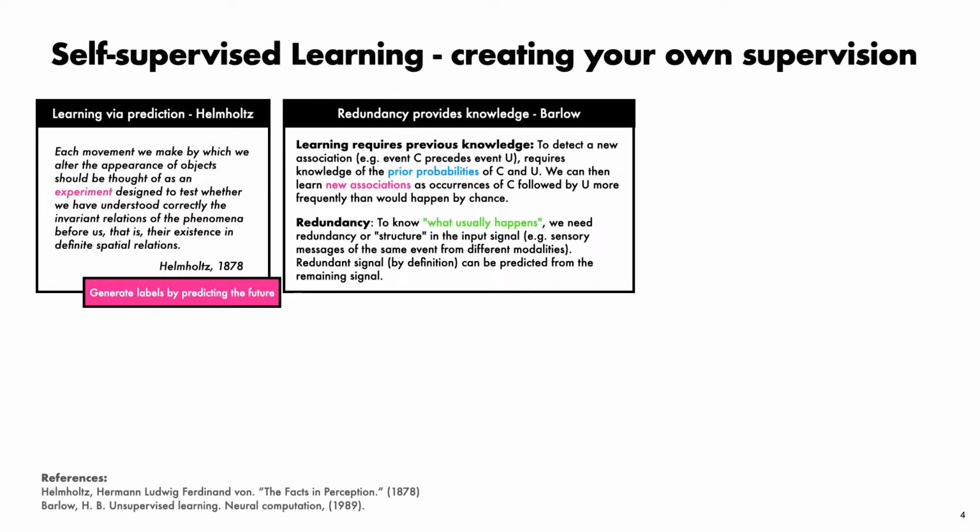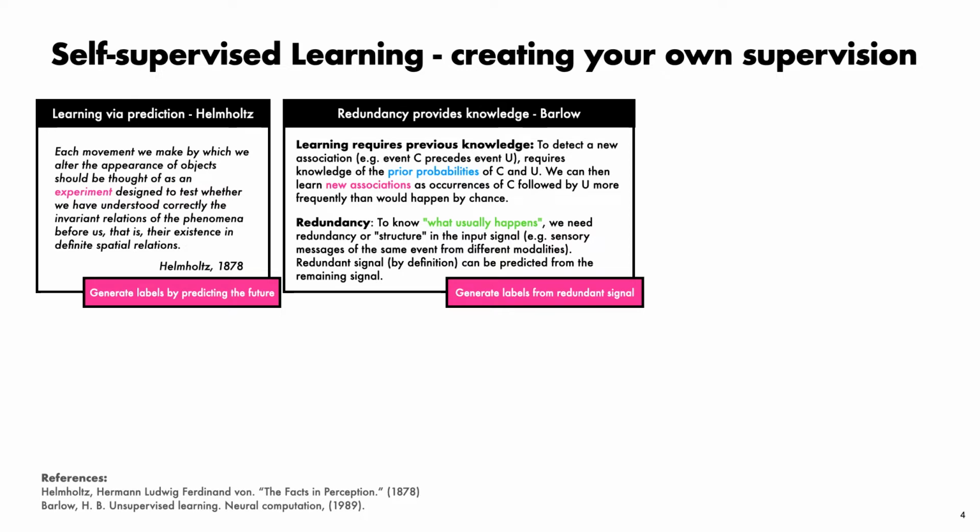The key role of redundancy is that in order to know what usually happens, we need redundancy in the input signal, which could be, for example, sensory messages of the same event from different modalities. The redundant signal is, by definition, the part of the signal that can be predicted from the remaining signal. This redundant signal provides labels for training a predictive model.